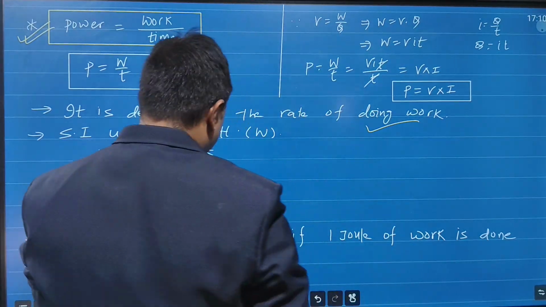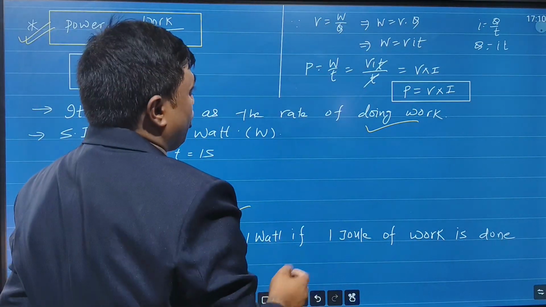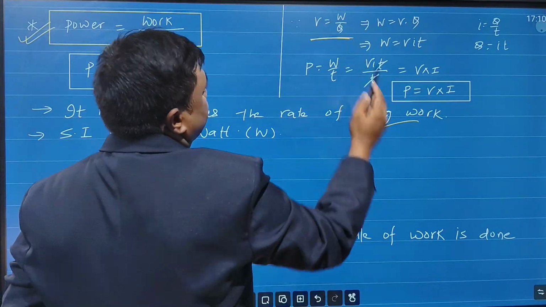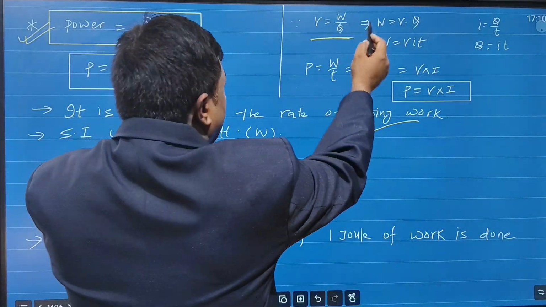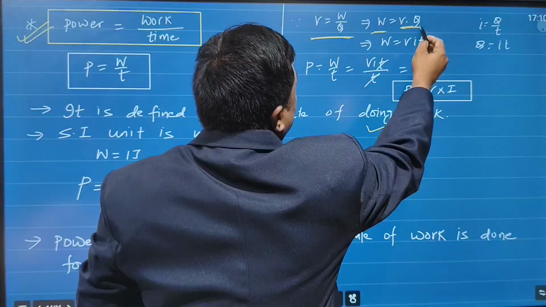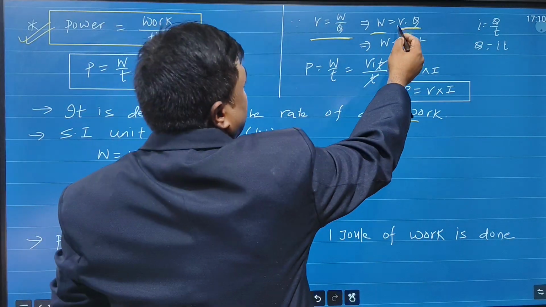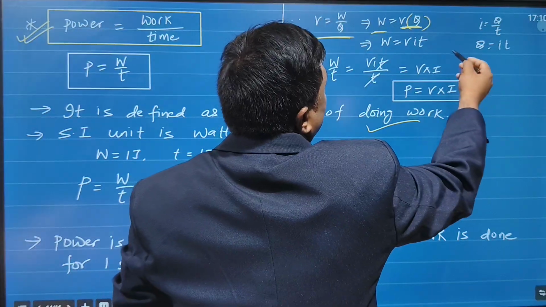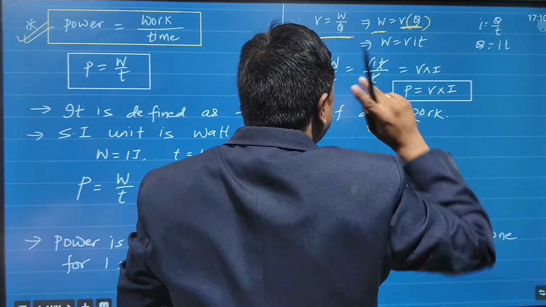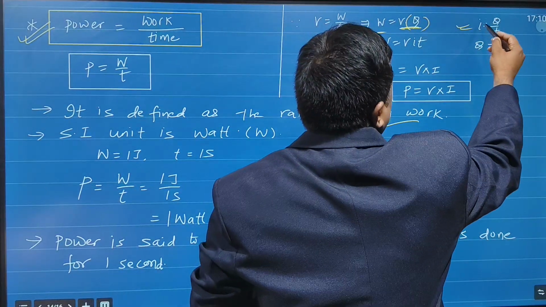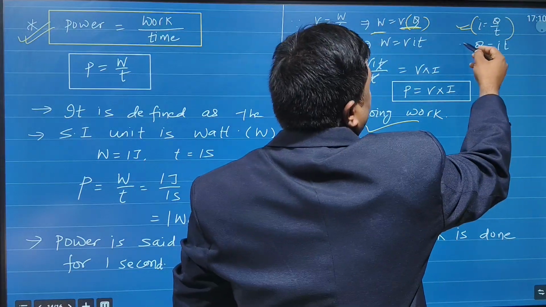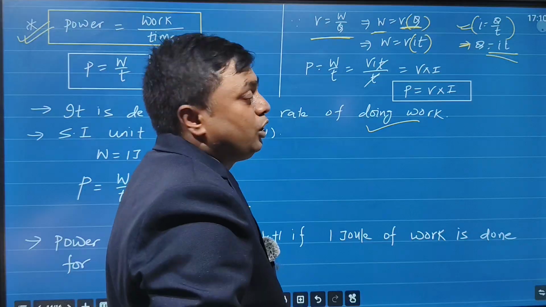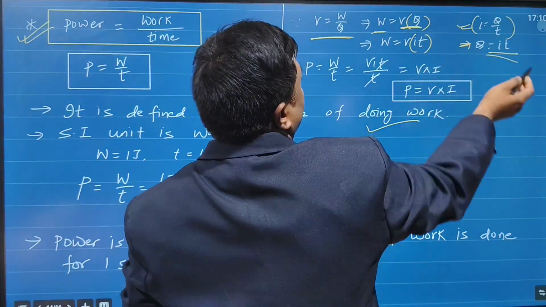Yes or no? Okay, there are some other formulas. Try to understand. As you know, V is equal to W by Q. From here we can write that W is equal to V into Q. And we know that I is equal to Q by T, so charge is equal to current into time. So you can put Q is equal to I into T. So W we are going to get V into I into T.